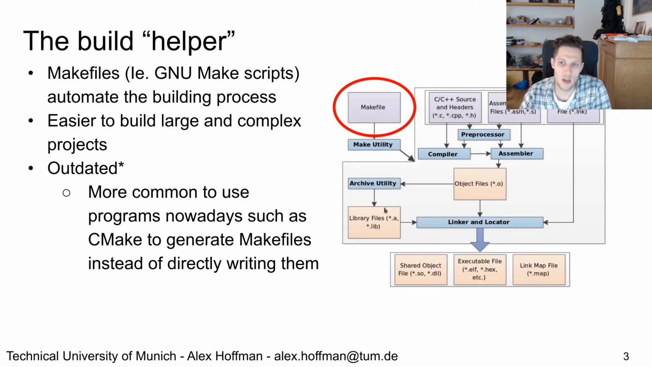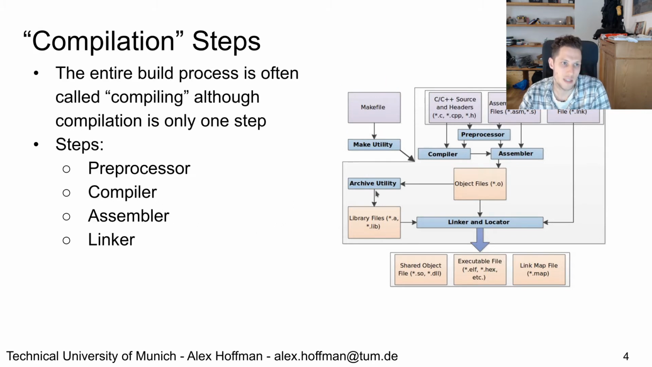And so we can look at these steps, and we'll see that there are actually 4 main steps in the whole process of compiling a binary, even though the compiler is actually only one small step in the process.